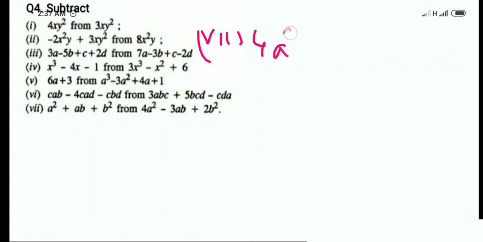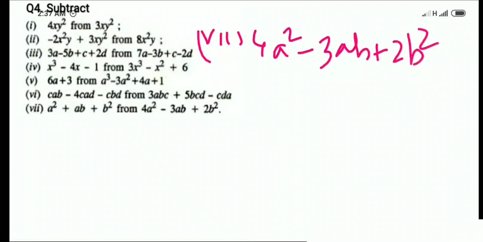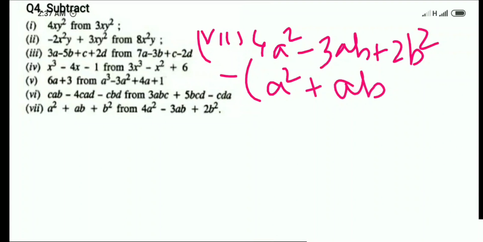4A square minus 3AB plus 2B square. From this subtract A square plus AB plus B square. Change the signs according to the minus sign. So this will be minus, this will be minus because it is plus, and this will also be minus.